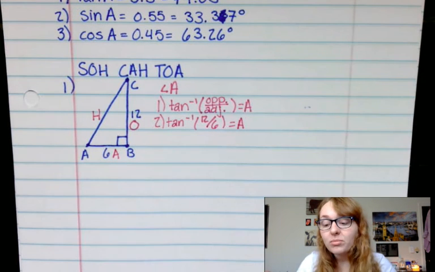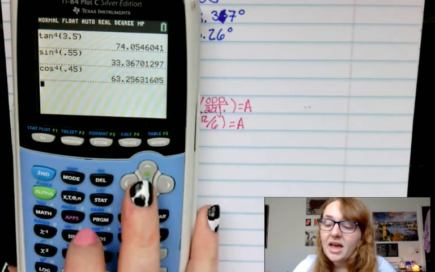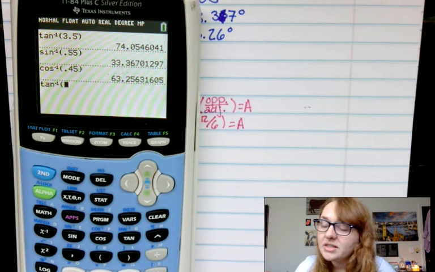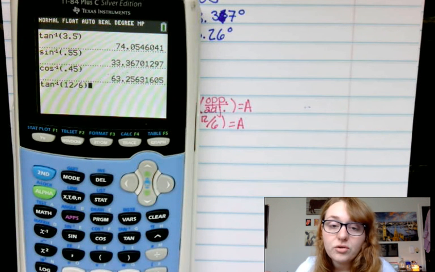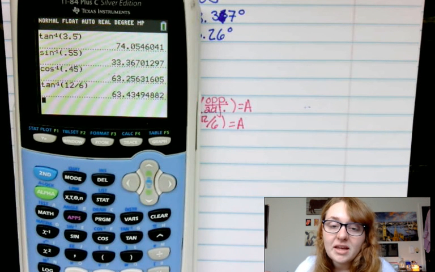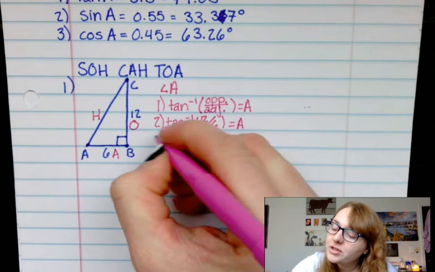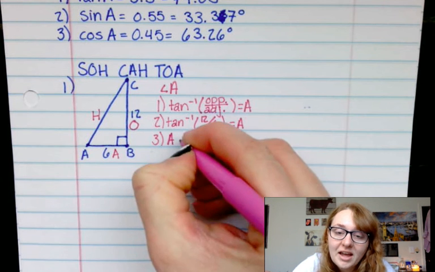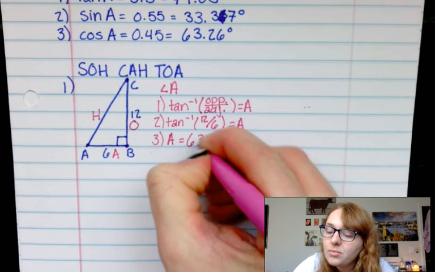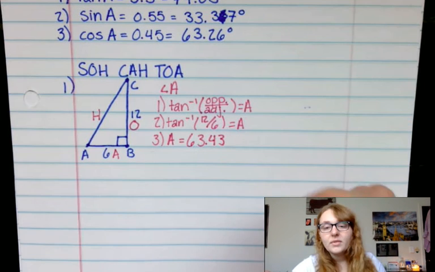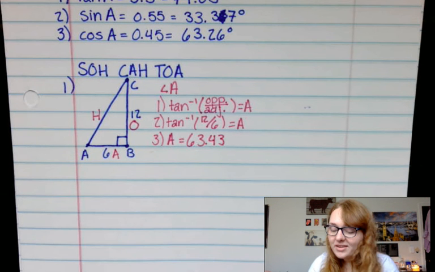All right, so now we're going to go ahead and plug that into the calculator. So we have the inverse of tangent is equal to that fraction that we found, which is 12 divided by 6. Close our parentheses. We can see here that this degree is 63.43. Since that 4 after the 3 is less than 5, we're not going to round up here. So for step 3, solve, we found that angle A is equal to 63.43. All right, so we found angle A.